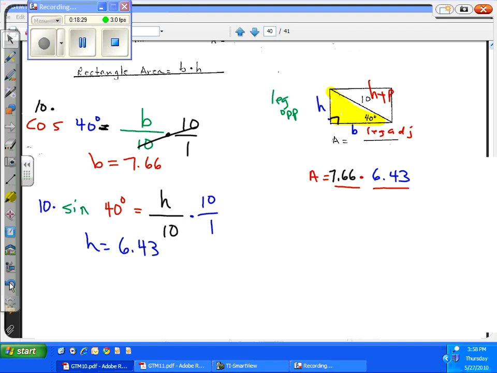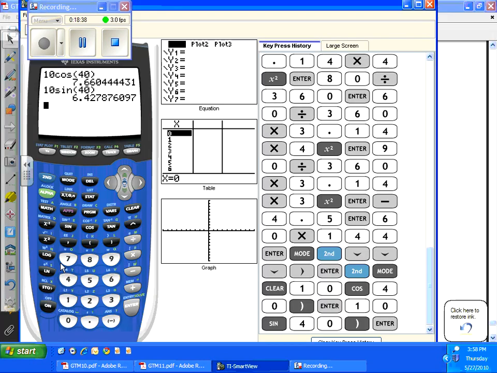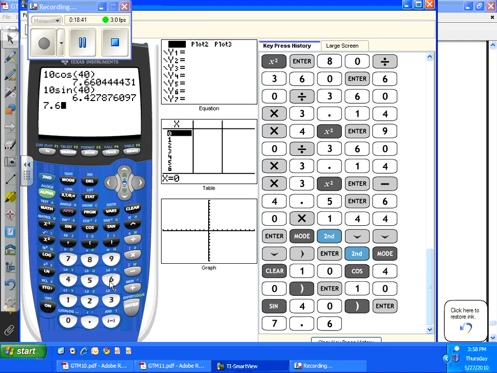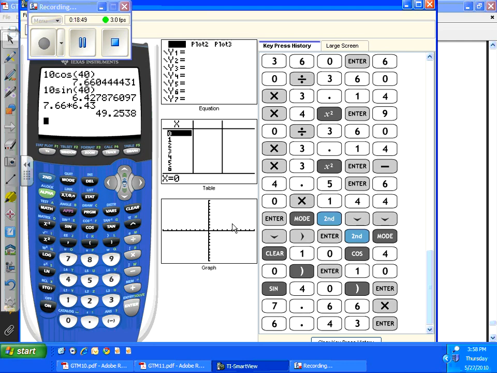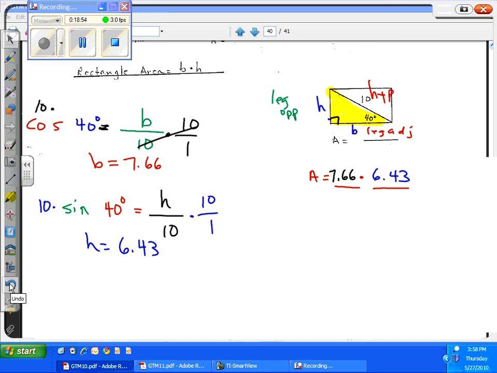So we use trigonometric ratios to find the base and height. Now we're going to find the area, 7.66 times 6.43, which is $49.25 rounded.